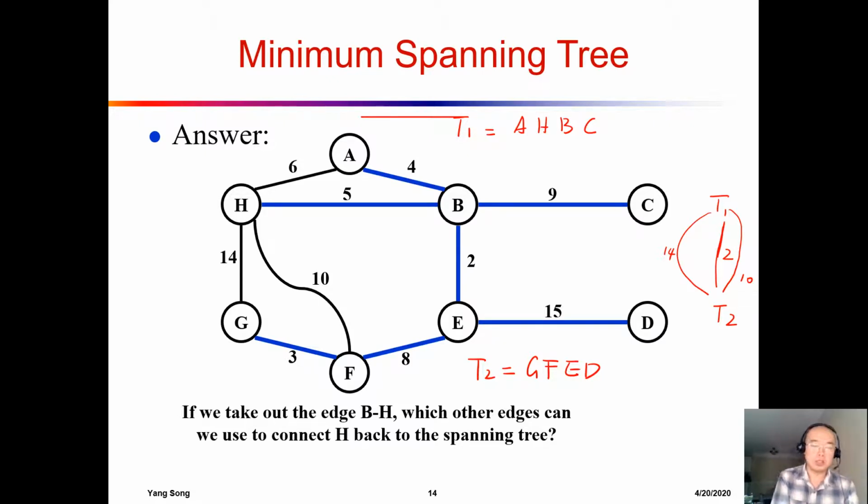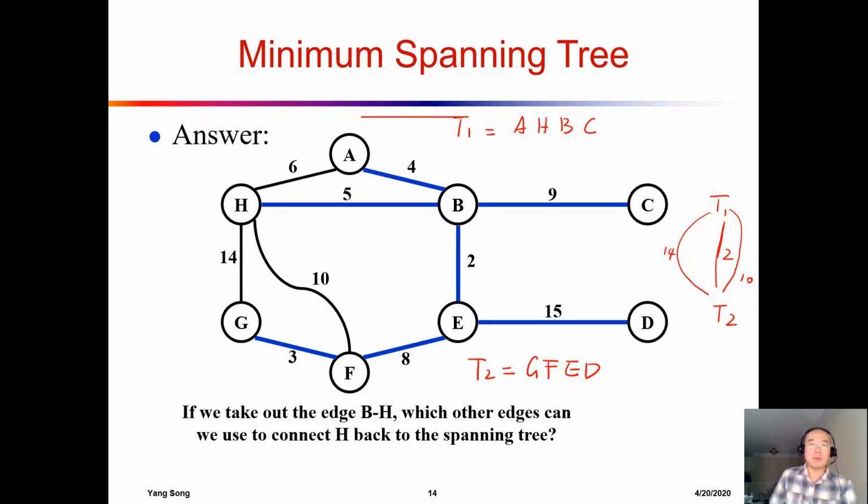Okay, so if we want to divide the MST into several smaller trees, then what we have to do is find all the possible connections between T1 and T2, and then we just pick the smallest choice. And the second question is, inside the T1 or inside the T2, are those edges also optimal?